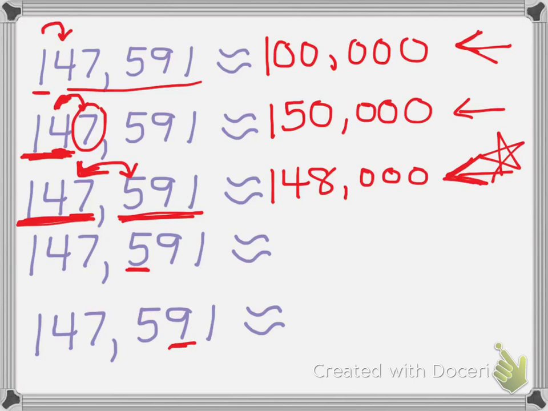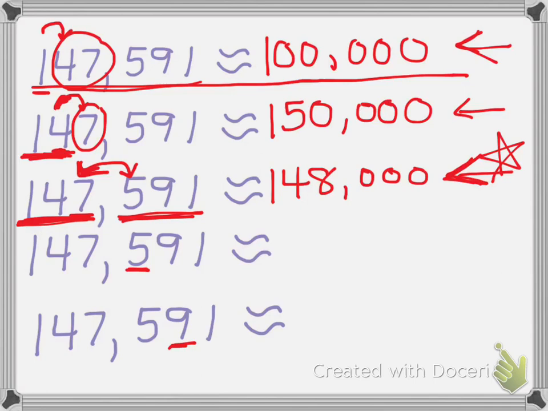So the closer you get to your ones place when you're rounding, the more accurate those estimates are. The higher up that you get, the less accurate. Because if I say that 147,000 is close to 100,000, I'm missing this whole chunk right here. And $47,000 is a lot of money. So the closer you get to the ones, the more accurate your estimations, your roundings are.